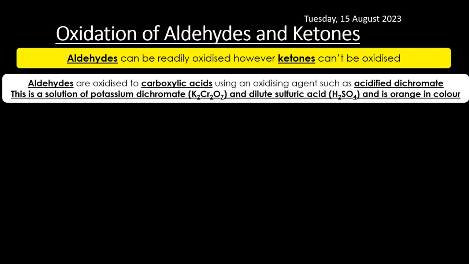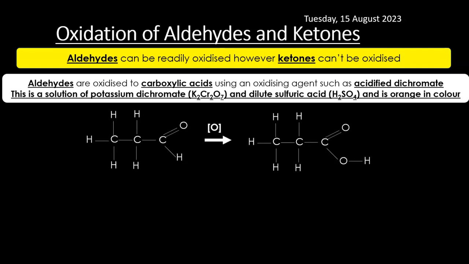The oxidizing agent we choose to use is this one. It's called acidified dichromate, or acid dichromate for short. The actual combination of chemicals could be either sodium or potassium dichromate, there's the formula, and dilute sulfuric acid. Between them, the two chemicals produce an orange-coloured solution. Now, in the reaction, we're allowed to use the [O] in square brackets symbol to represent the oxidation reaction.